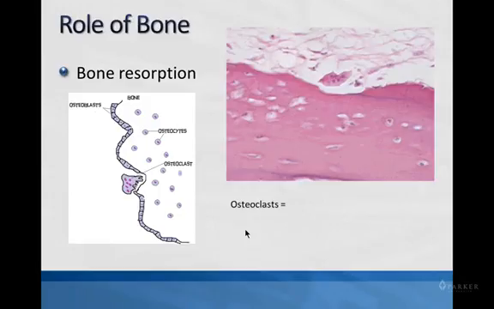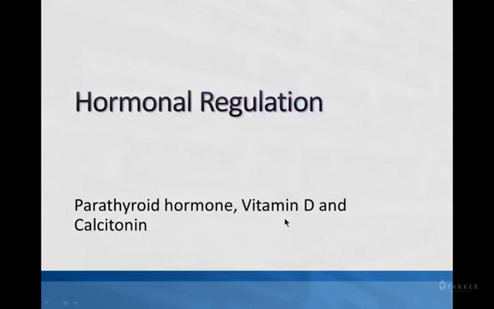So when we discuss what happens under certain conditions and the role of various hormones, we're going to be going back to their roles on osteoclast and osteoblast activity. This is going to be the end of the first part of this lecture. The next part will cover the hormonal regulation, looking at the role of parathyroid hormone, vitamin D, and calcitonin.